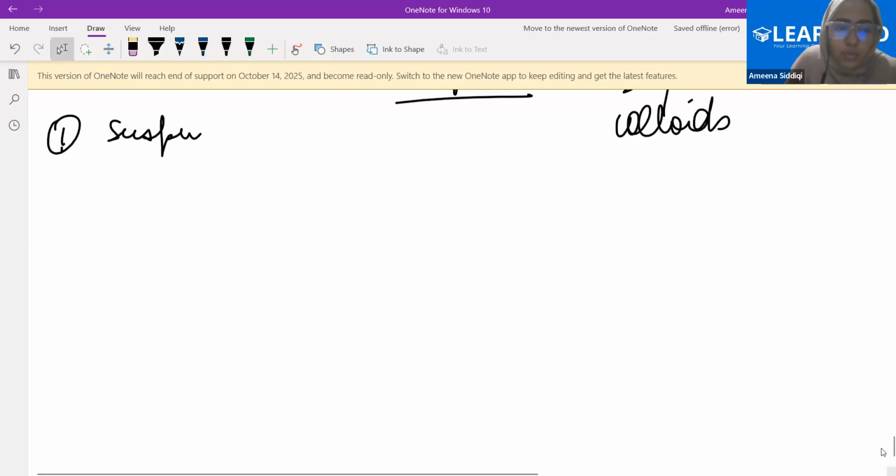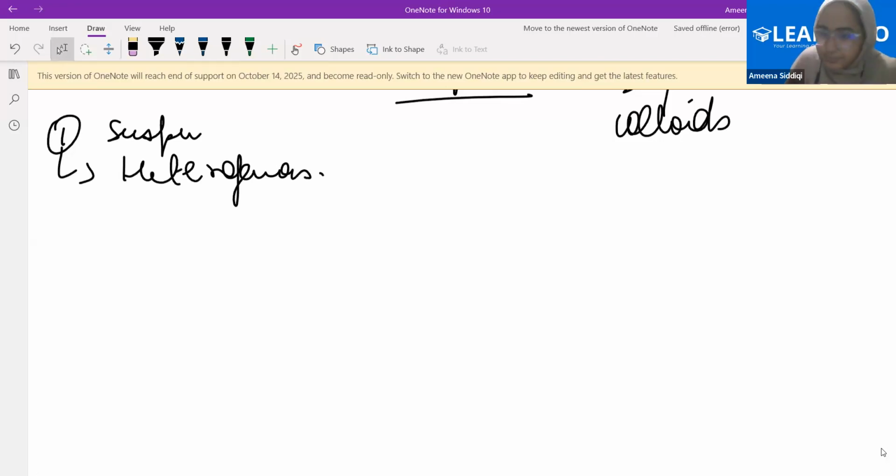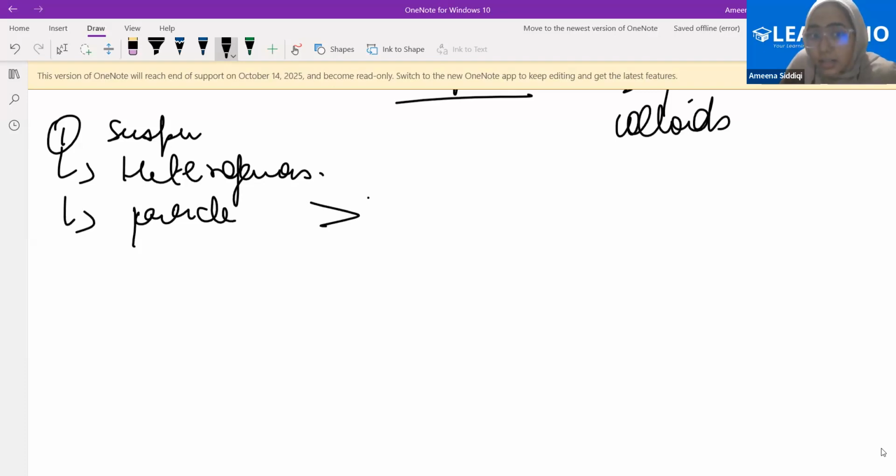Suspension. The first property of suspension is it is heterogeneous in nature. If it is heterogeneous in nature, that is very clear, dissolving would not take place. And why would dissolving not take place? Because of the large particle size. Let's see what the particle size is here. The particles are greater than 1000 nanometer. You can see the difference.